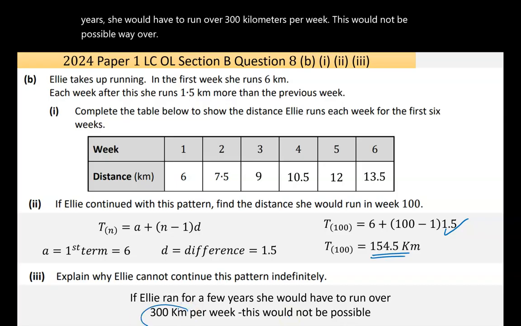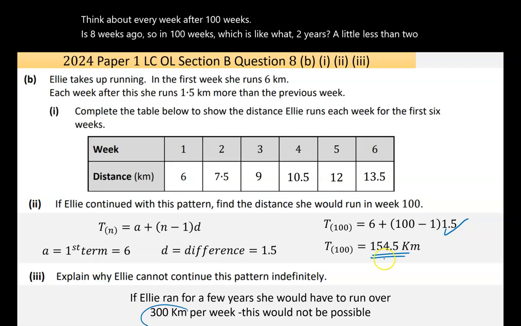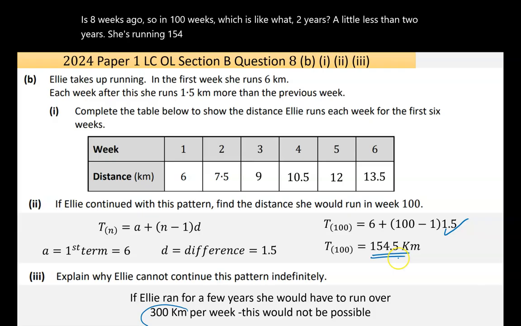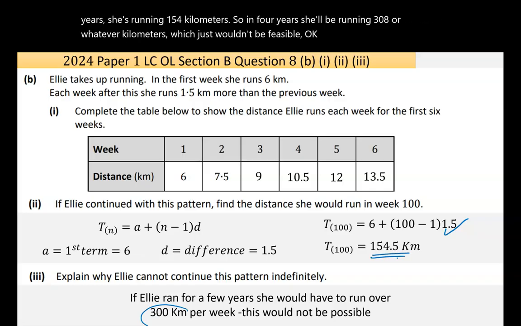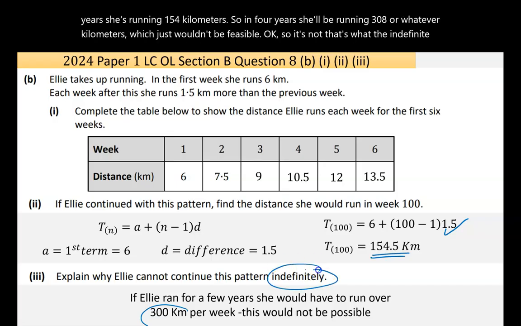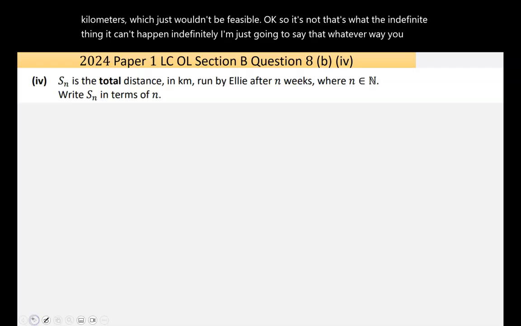Think about it, every week. After 100 weeks, which is a little less than 2 years, she's running 154 kilometers. So in 4 years, she'll be running 308 or whatever kilometers, which just wouldn't be feasible. Okay, so that's what the indefinite thing is. It can't happen indefinitely. I'm just going to say that in whatever way you say it.